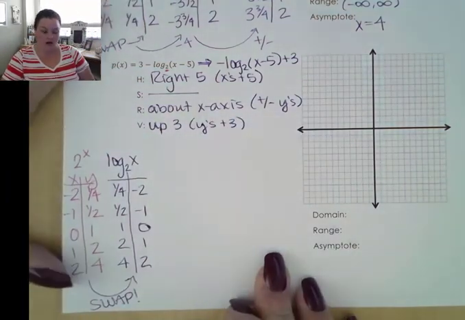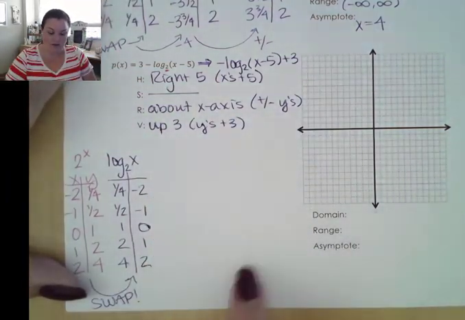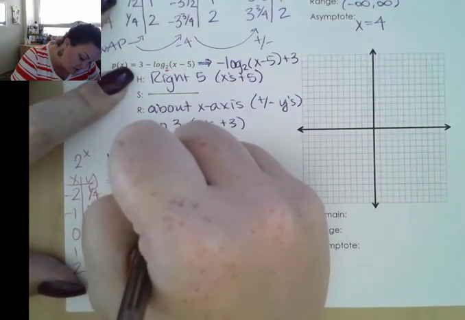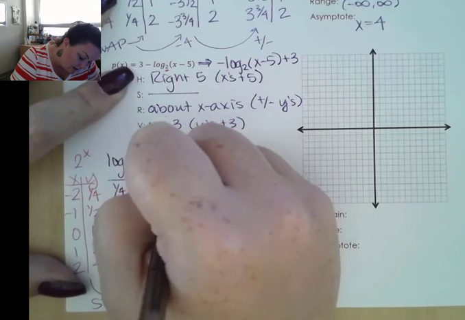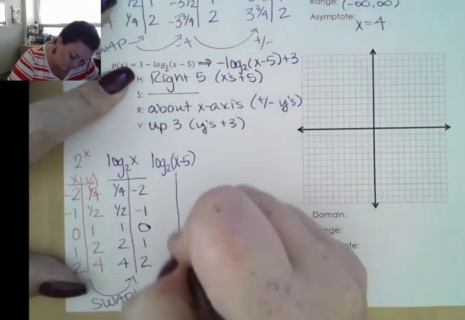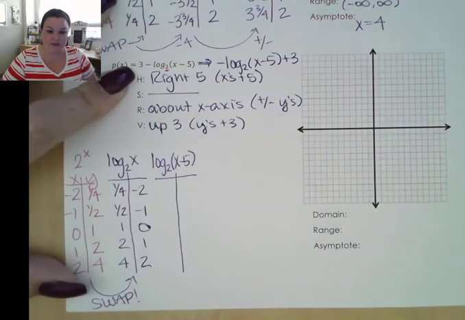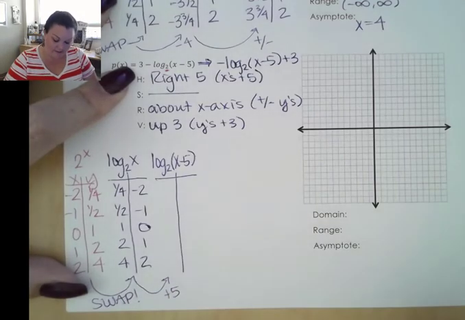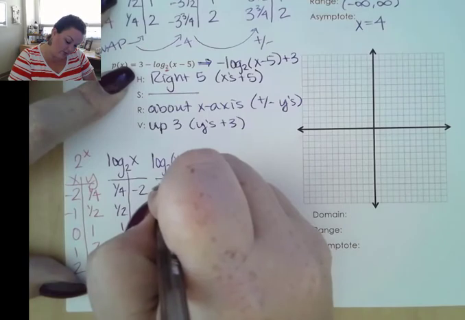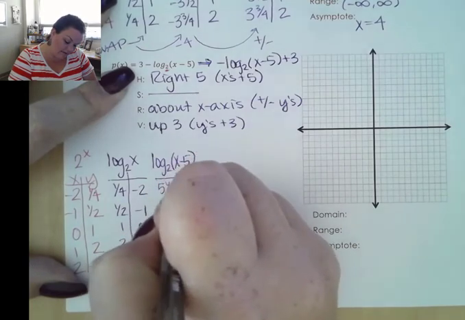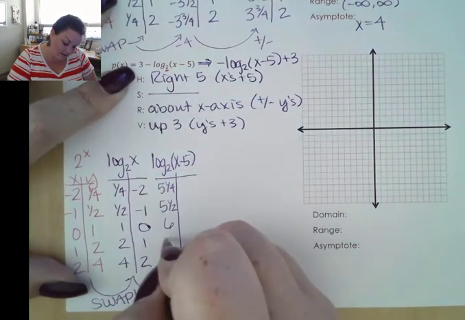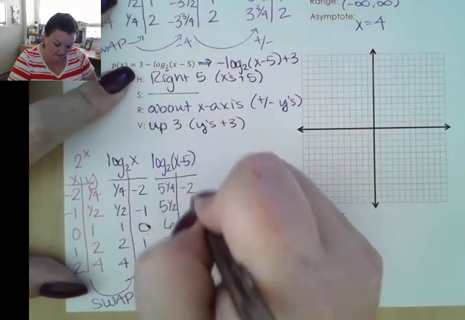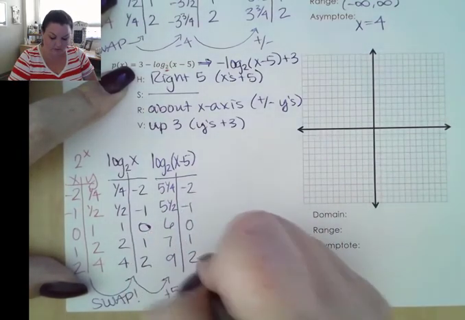Okay. All right, so let's make a table for each one. So the first one is a horizontal shift. So now our function looks like log base 2 of x minus 5. And to make that transformation, we're going to take our x's and we're going to add 5 to them. So that's going to give me 5 1/4, 5 1/2, 6, 7, and 9. And our y's stay the same, -2, -1, 0, 1, and 2.